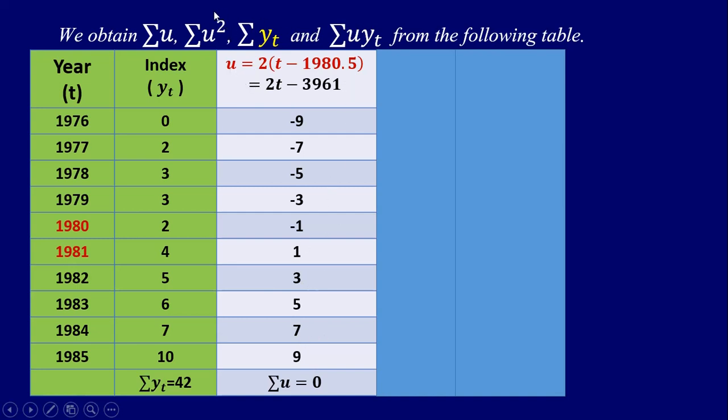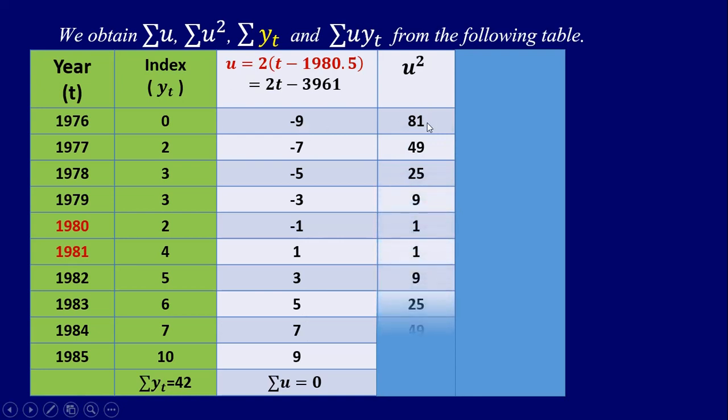Now the next thing, we want to find summation u square. So we have to prepare a column for u square, the squares of these u values. -9 square is 81, 7 square 49, 5 square 25, 3 square 9, -1 square 1, 1 square 1, 3 square 9, 25, 49, 81. Now adding all these values, we get summation u square is equal to 330.